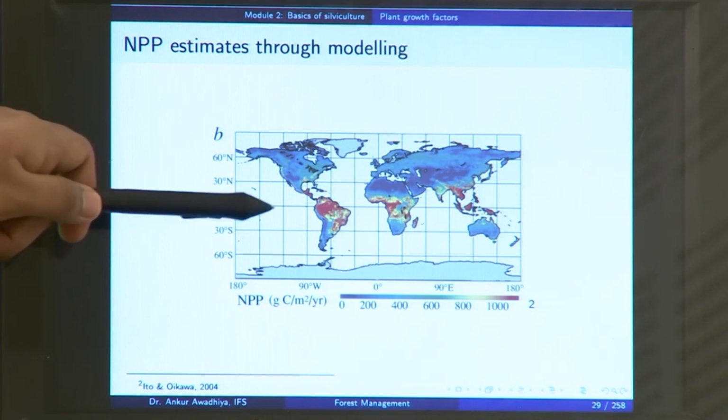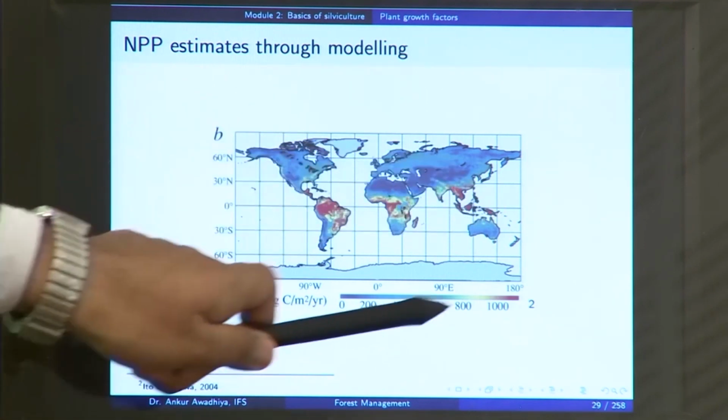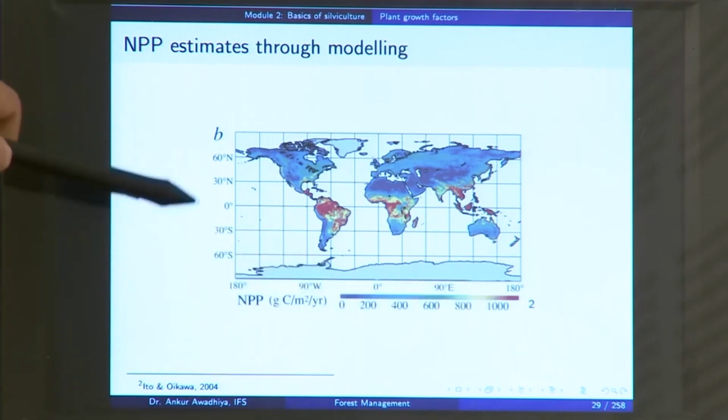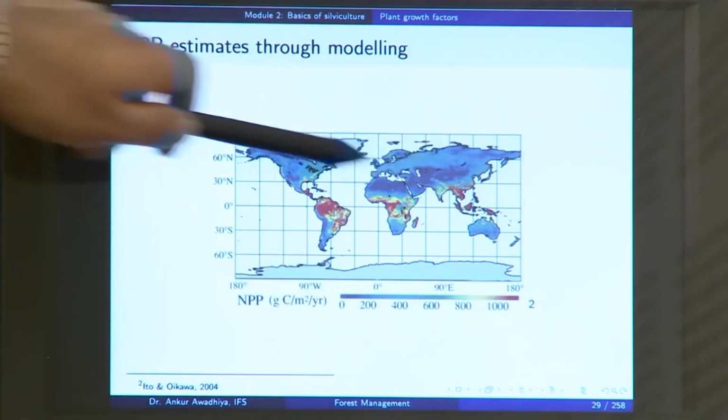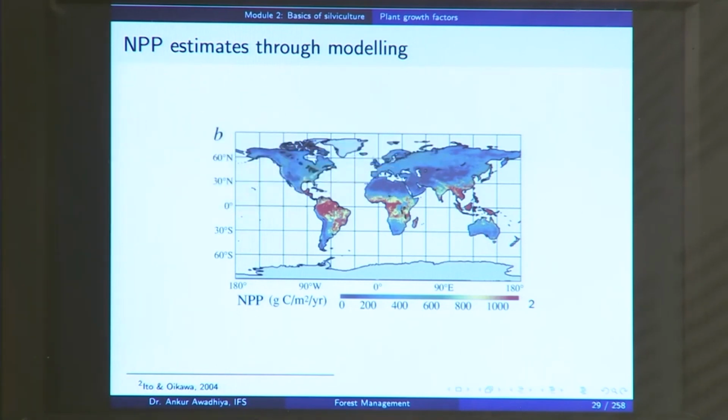Here also what we are seeing is that in the tropical and the subtropical regions the net primary productivity is very high, whereas towards the poles it is less. In the desert areas also the net primary productivity is less, because even though you are getting a sufficient amount of sunlight, there is a lack of moisture, because the plants are not having enough water.